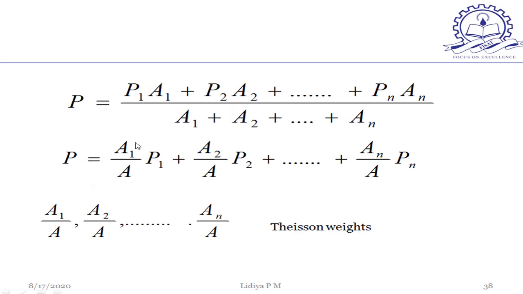Then we can rewrite this equation. P is equal to A1 by A into P1 plus A2 by A into P2 plus etc. An by A into Pn, where A is the total area, A1 plus A2 plus etc. Here A1 by A, A2 by A are called Thiessen weights. So this is the equation to find the average depth of rainfall.